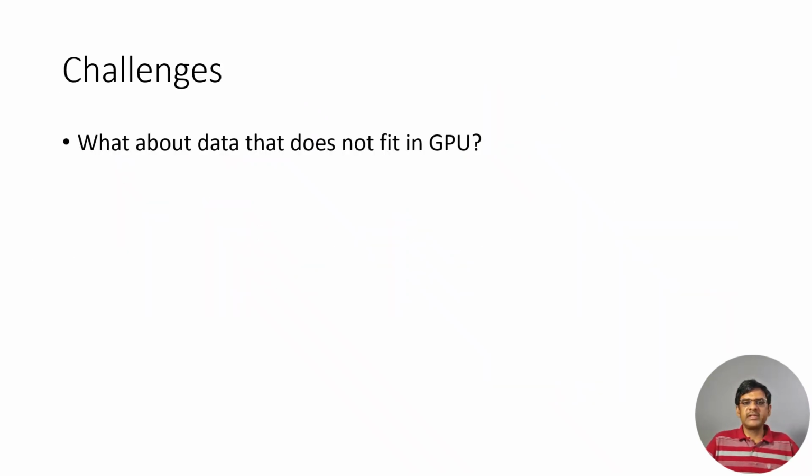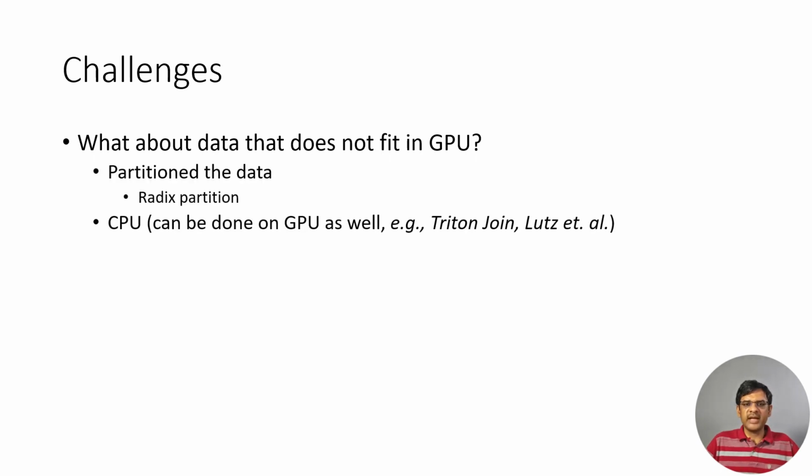There are, of course, several challenges when implementing our approach. First, what about data that does not fit in GPU? For this, we choose the same tactic that is common in the literature, that is to perform a partition hash join. For this work, we chose to partition on the CPU. However, note that one could also partition using the GPU, similar to Triton join, if the hardware supports it.